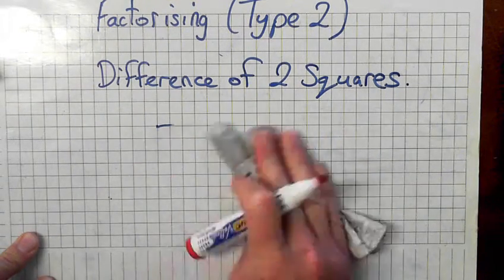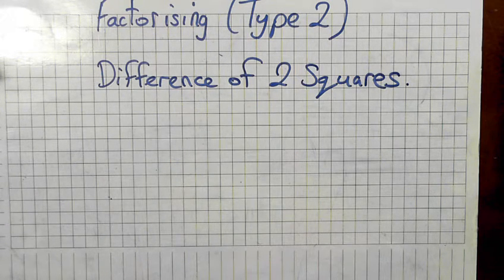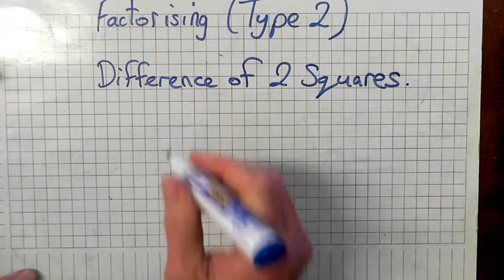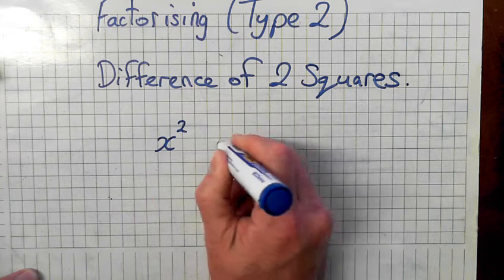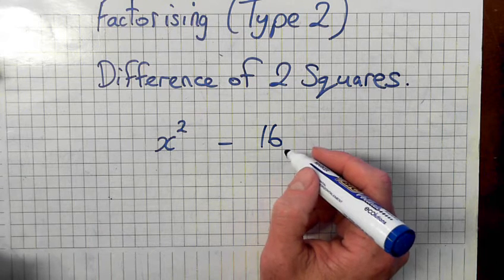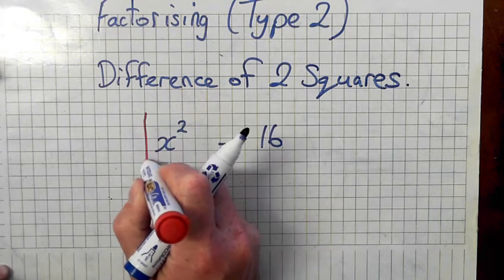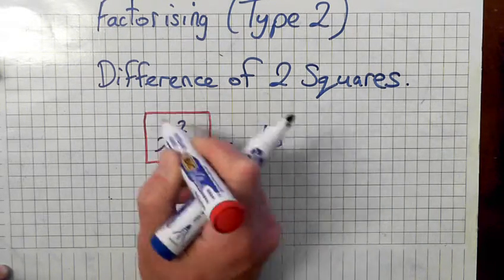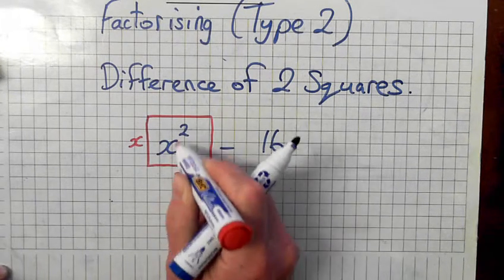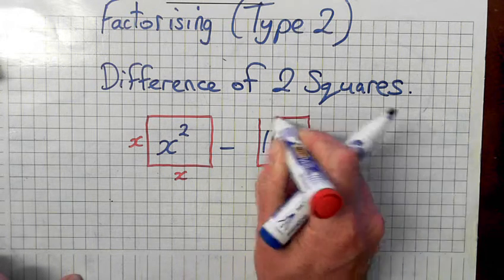Alright, so what we're doing is we're looking at the difference of two squares. So I said the x squared is involved and the number. So a and c are only involved in this. So an example, x squared minus 16. You know, is 16 a square number? Yeah? Is x squared a square number? Yeah. So watch this. X times x is x squared. What about 16? 4 by 4 is 16, isn't it?